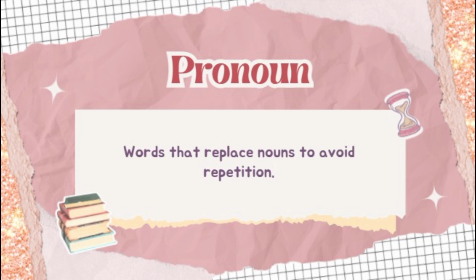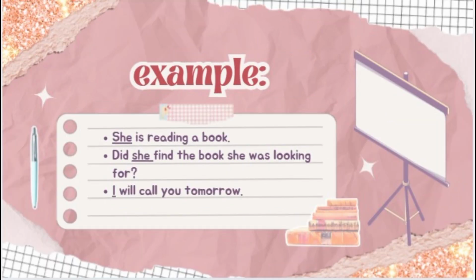Personal, for example, I, you, he. Demonstrative, for example, this and that. Interrogative, for example, who and what. Relative, which, that. Indefinite, someone, anything, and others. Pronouns must agree with the nouns they replace in number, person, and gender to avoid confusion. The examples are: She is reading a book. Did she find the book she was looking for? I will call you tomorrow.